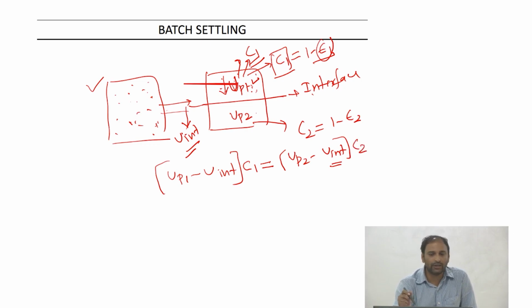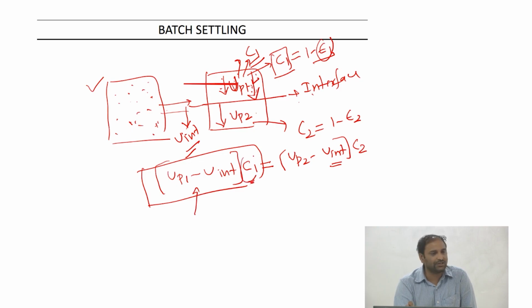So the condition for you to get a perfectly sharp, clear interface is that the amount of particles that reach the interface from above should be the same as the amount of particles that leave the interface into the two different zones. This is the relative velocity times the concentration, so it is effectively a mass balance.